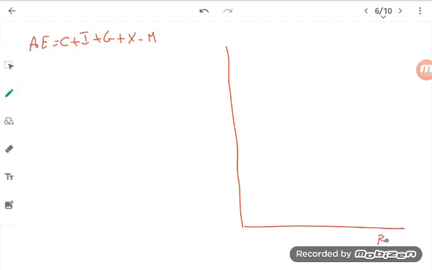This is real GDP, and this is aggregate planned expenditure. What's meant by planned? And what's the difference between planned and unplanned? Okay, let's start with the graph, and then we are going to explain the difference between planned and unplanned expenditure.